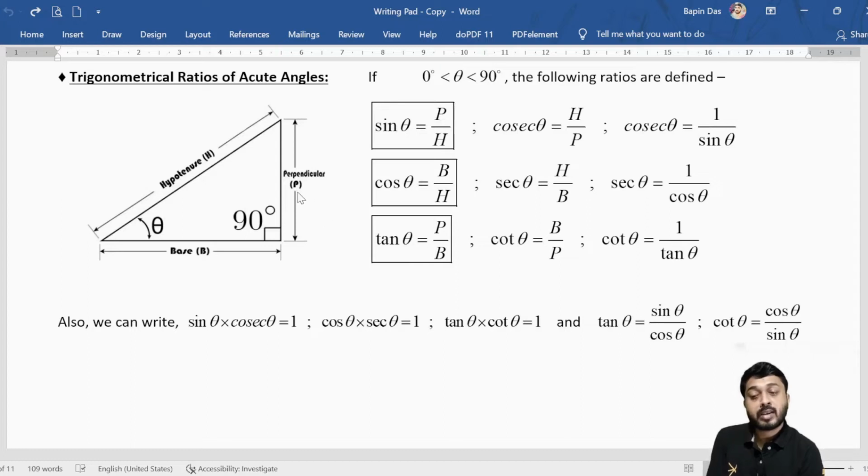This is the perpendicular, capital P. This is the base, capital B. This is 90 degrees, the right angle. This is the acute angle, that is, the angle between the base and the hypotenuse. That is denoted by a Greek letter, theta. A Greek alphabet is theta. So this is theta actually.